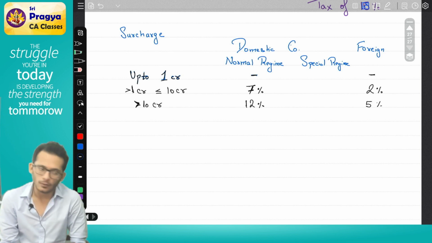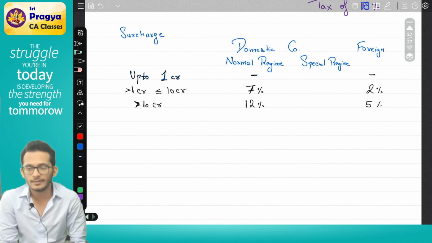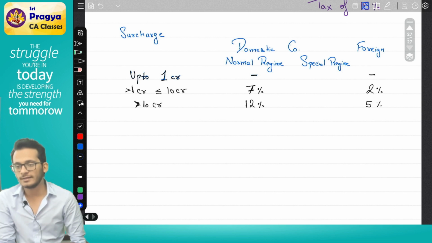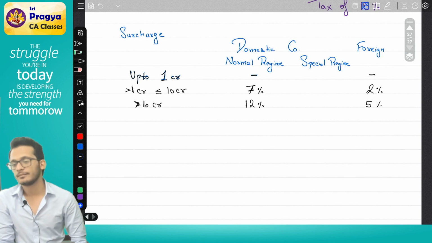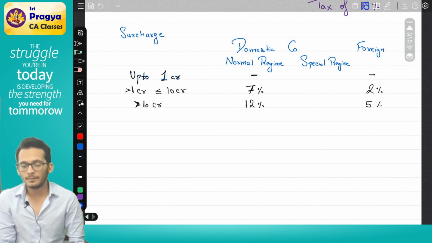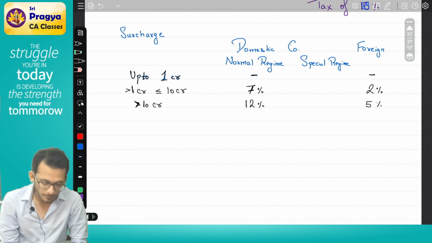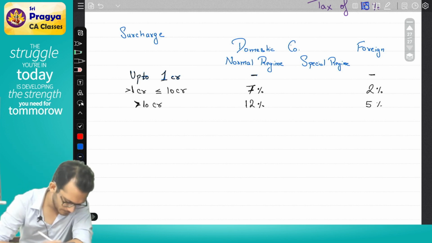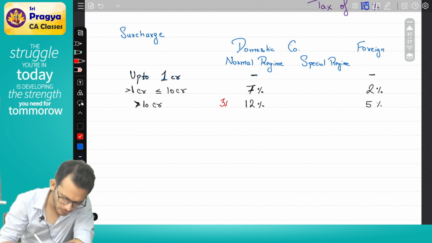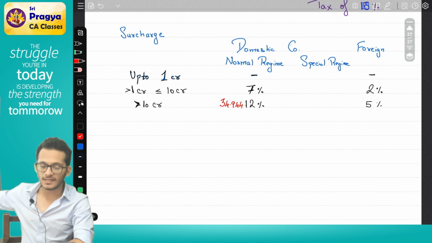Cess 4. Tell me, what is the effective tax rate? 30 plus 12 plus 4. Effective tax rate is 30 plus 12 plus 4 on the calculator. What is your effective tax rate? 34.9. Very good, it is 34.944. Yes.